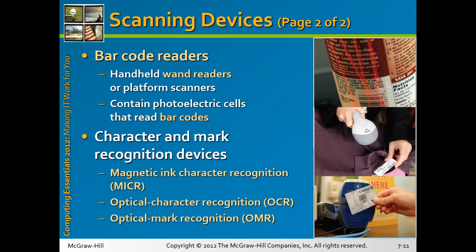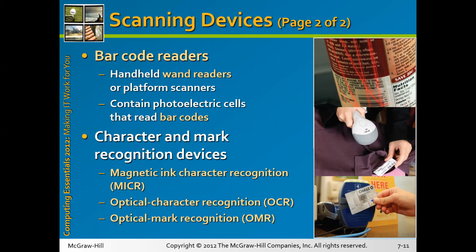Barcode readers or barcode scanners. You see these devices at the grocery store. A handheld reader or platform scanner reads barcodes, or vertical zebra stripe marks, printed on the product's container. Products have a UPC. UPC stands for Universal Product Code.